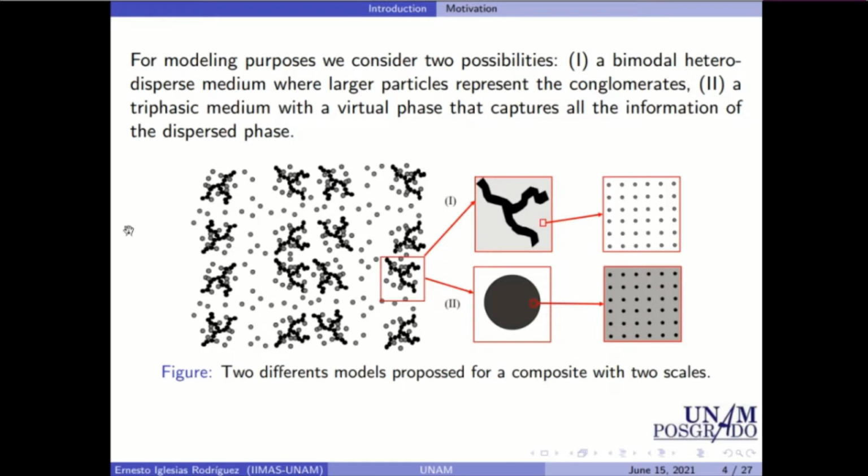For modeling purposes, we will consider two possibilities, which differ in the way we deal with the underlying information of the dispersed phase. Model 1 considers this dispersed phase as a part of the matrix, and model 2 considers it inside the envelope of conglomerates, and this envelope is considered as an individual inclusion.